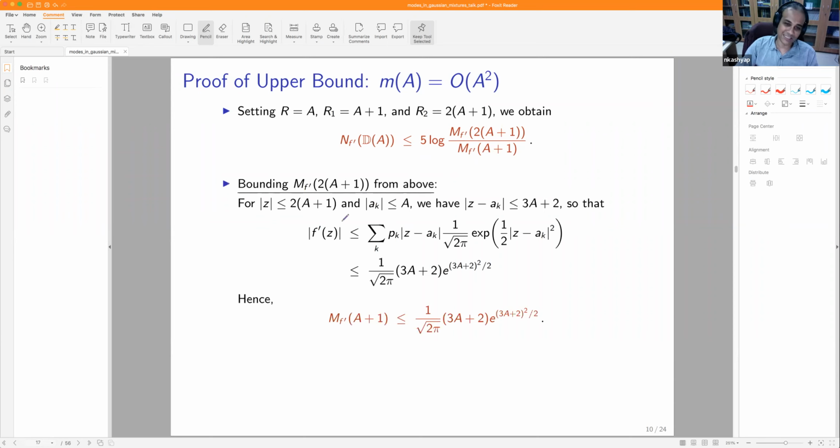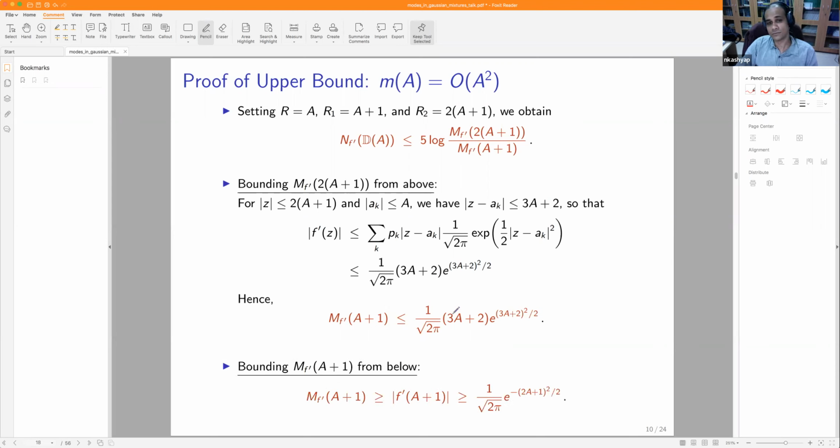And these are simple estimates. I'm not going to belabor this point too much, but by completely elementary estimates, you will get some bounds like this. So you get a maximum bound for f prime on the disk of radius a plus 1, the denominator. Sorry, I think this should have been 2a plus 1. My bad. So the upper bound of the numerator, and then similarly a lower bound on the denominator of this expression.